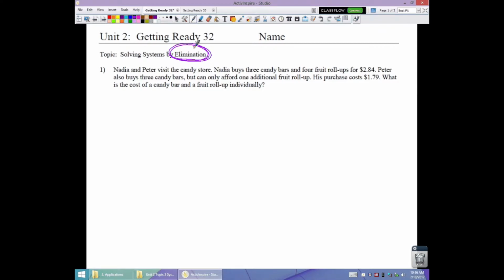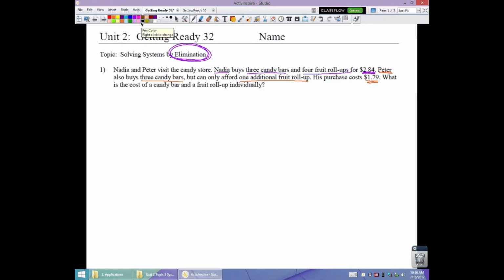So, Nadia and Peter visit the candy store. Nadia buys 3 candy bars and 4 fruit roll-ups, okay? So that's Nadia, 3 candy bars, 4 fruit roll-ups. She spends $2.84. Peter buys 3 candy bars, but he can only get 1 fruit roll-up. Okay, his purchase is $1.79. So what is the cost of a candy bar and a fruit roll-up individually?